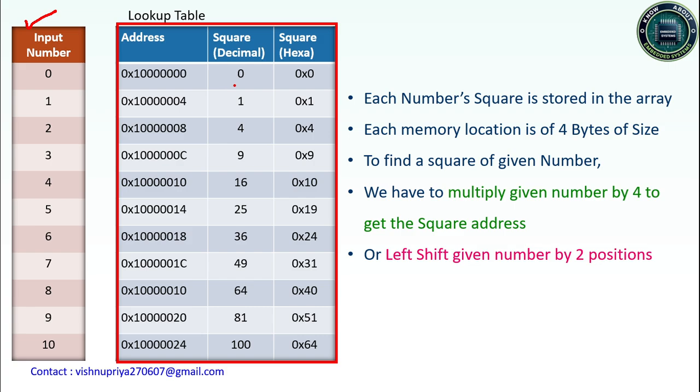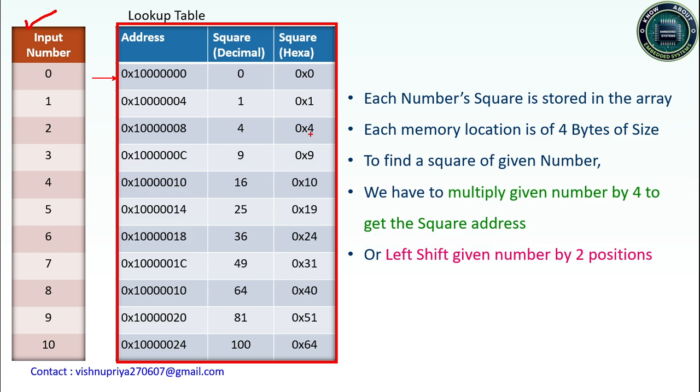So we are going to define an array. In that array, we are going to define the square of a given number. Okay, now if you observe here, this is my first memory location, and here I kept the square of a number 0. So 0 square is 0, then 1 square is 1, 2 square is 4, then 3 square is 9, and it goes on like that. Finally 10 square is 100.